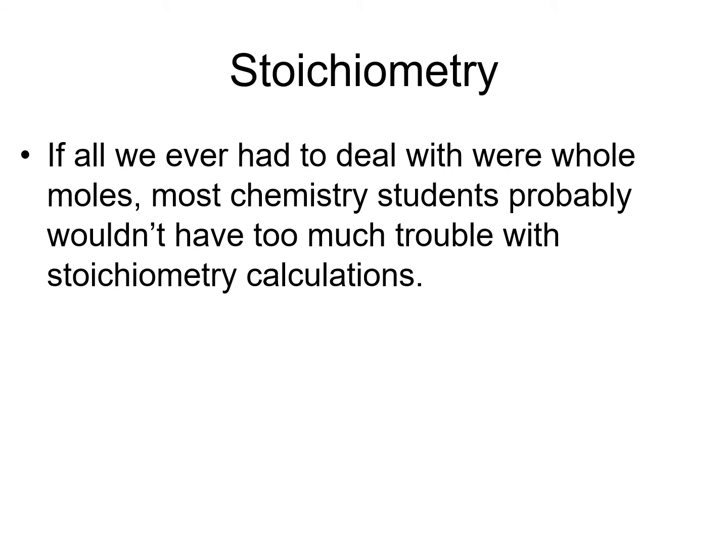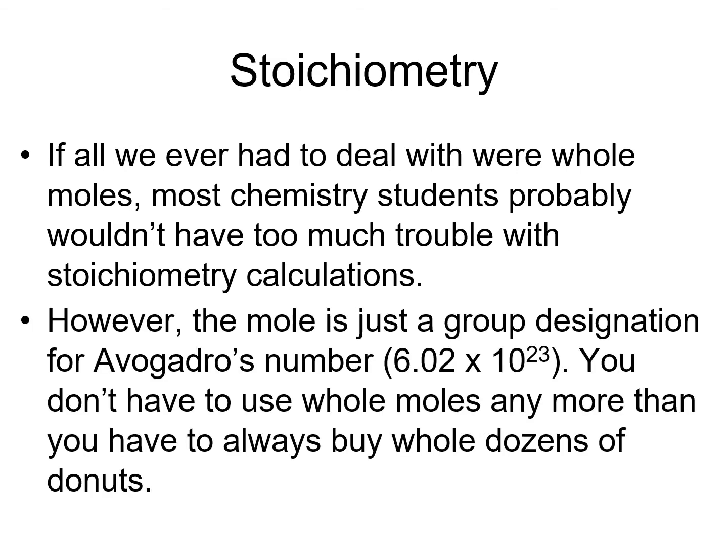So if all we ever had to deal with were whole moles, 2s and 3s and 4s and 5s, then stoichiometry really wouldn't be that difficult. But you don't have to have a whole mole. The mole is just a group designation for Avogadro's number. So you can use any amount of that you want to, or you can use multiples of it.